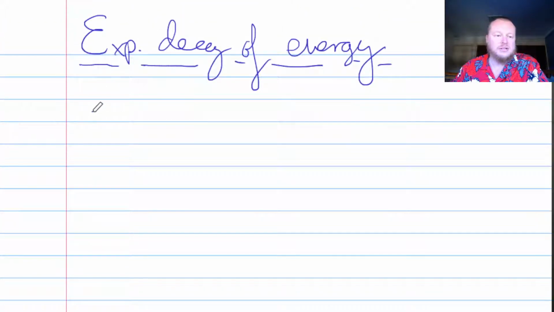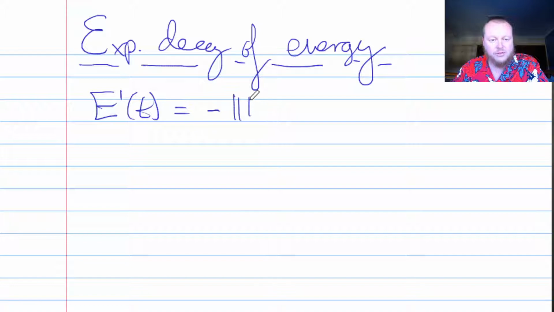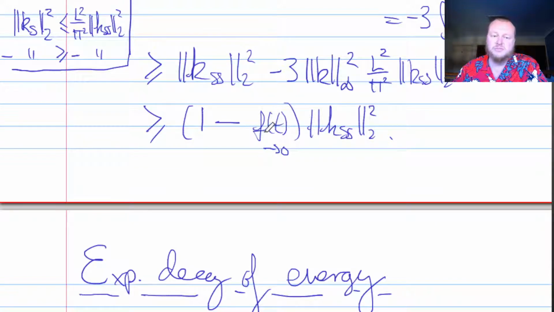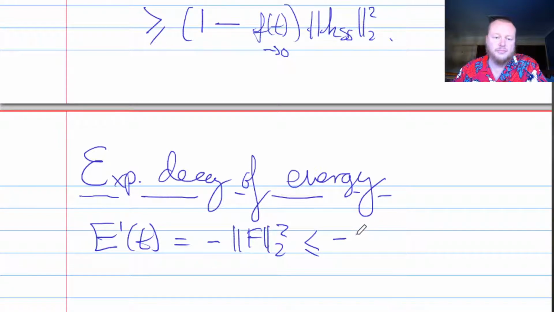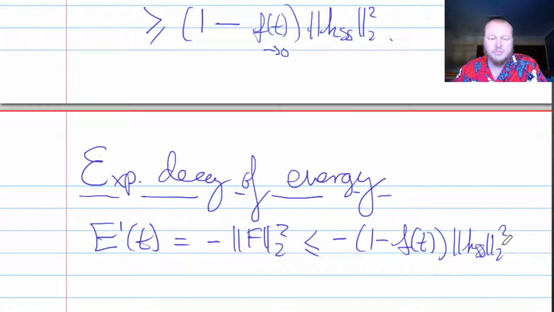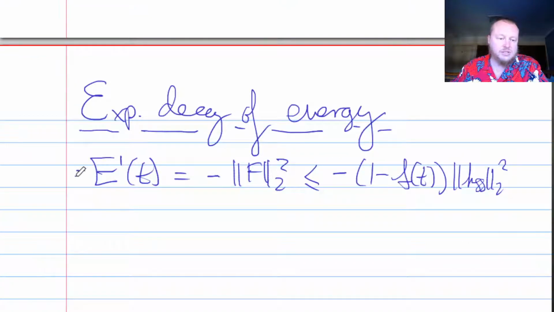Because E prime of t is minus, and then you've got this L2 norm of f. And what we just showed was that f was bounded from below by 1 minus this thing that goes to 0 times KSS squared. Okay, but now this E, by the way, is just 1/2 K.